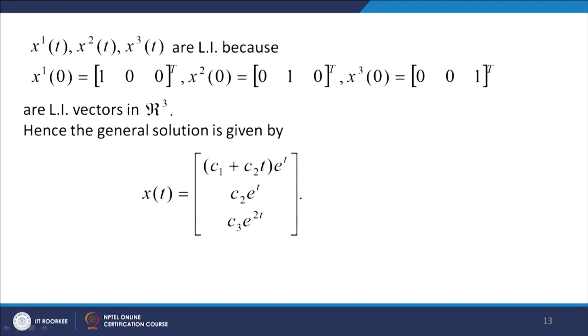Now the general solution we can write as x t equal to c 1 times x 1 t plus c 2 times x 2 t plus c 3 times x 3 t, and when you add the 3 column vectors, what you get is this column vector. So this is the general solution of the given vector differential equation.